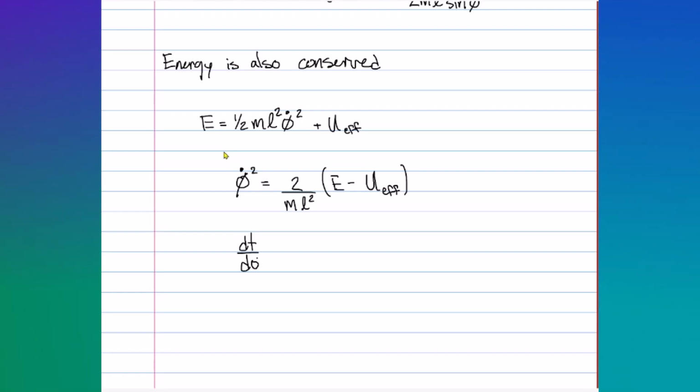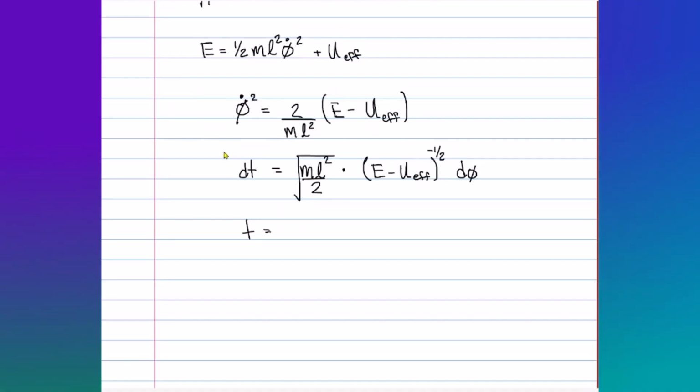And now flipping phi dot, which is d phi over dt, over, flipping it over, we get dt is equal to the square root of these constants times E minus U effective to the negative 1/2 power times d phi. This allows us to integrate both sides of the equation to get t is equal to the integral of E minus U effective to negative 1/2 power d phi times some constants.